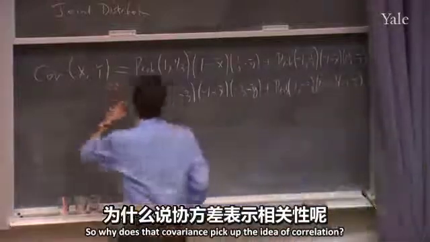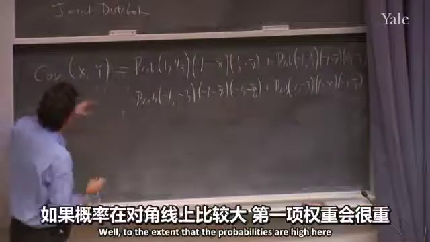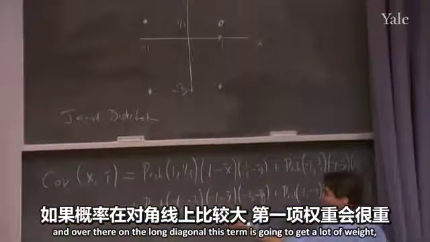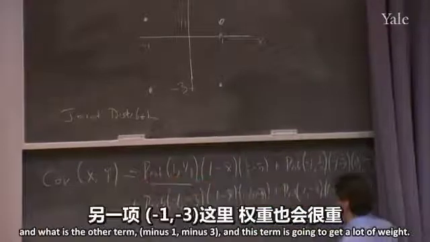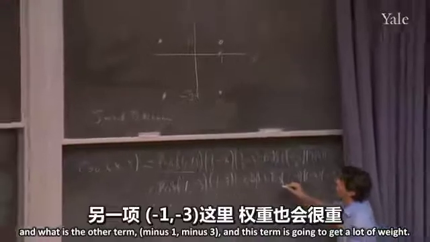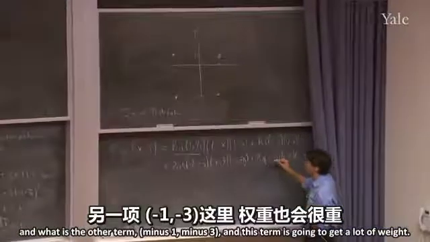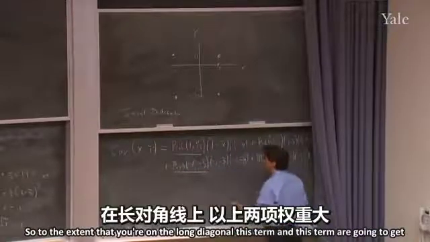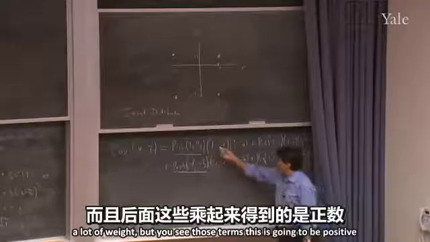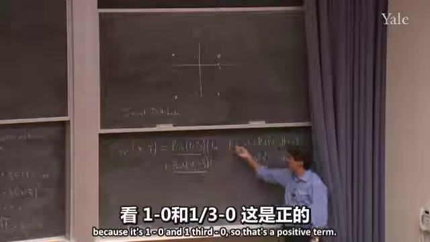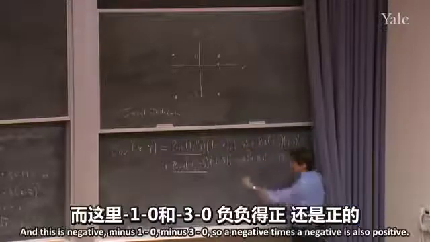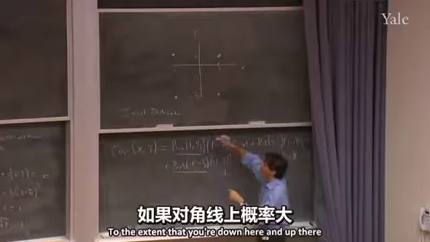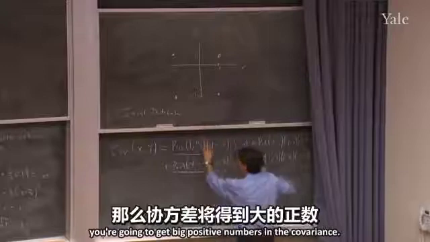So now why does that covariance pick up the idea of correlation? Well, to the extent that the probabilities are high here and over there, on the long diagonal, this term is going to get a lot of weight. And the other term, minus 1, minus 3, is also going to get a lot of weight. You see those terms: this one is going to be positive because it's 1 minus 0 and a third minus 0. And this one is minus 1 minus 0, minus 3 minus 0, so negative times a negative is also positive. To the extent that you're down here and up there, you're going to get big positive numbers in the covariance.